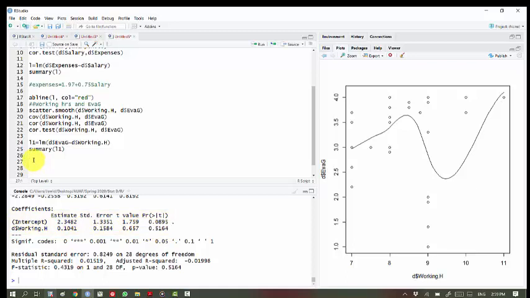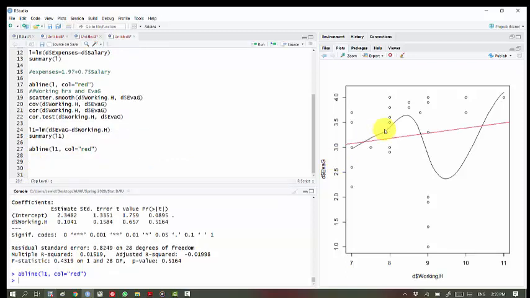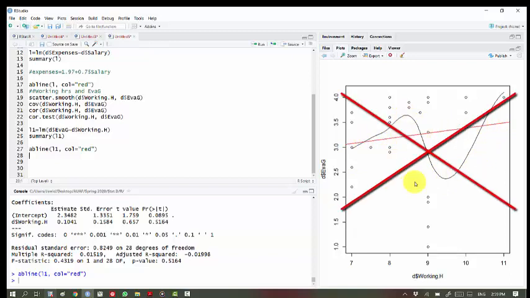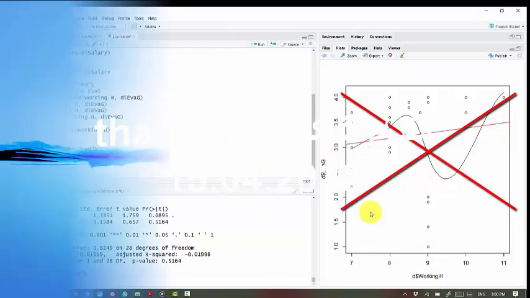We can go ahead and plot the fitted line. For that, I use abline again. I use l1 as input, and I use a red color for this. If you compare the fitted red line and the original line, which represents the observed values, there is a huge difference between the two. This is an indication that using linear regression to model the association between working hours and evaluation grade is not a good choice.